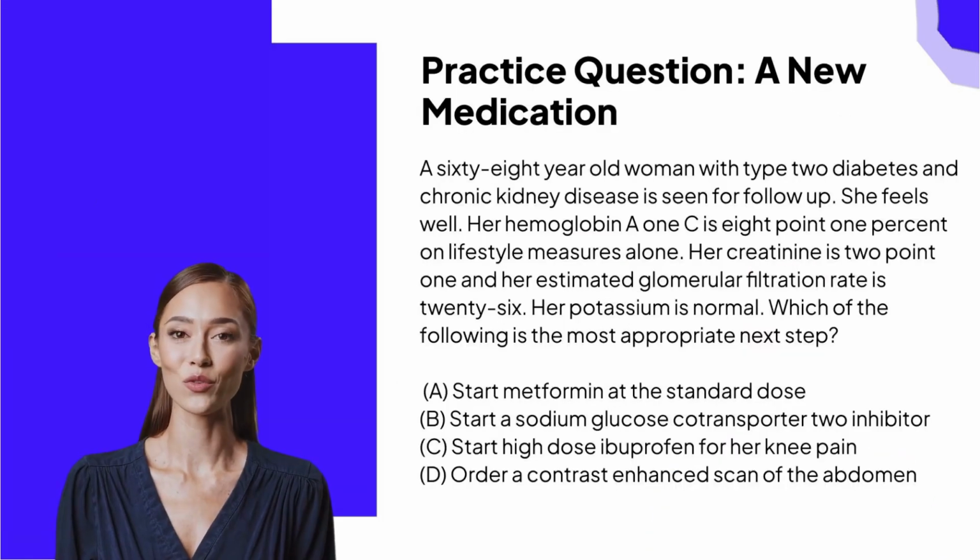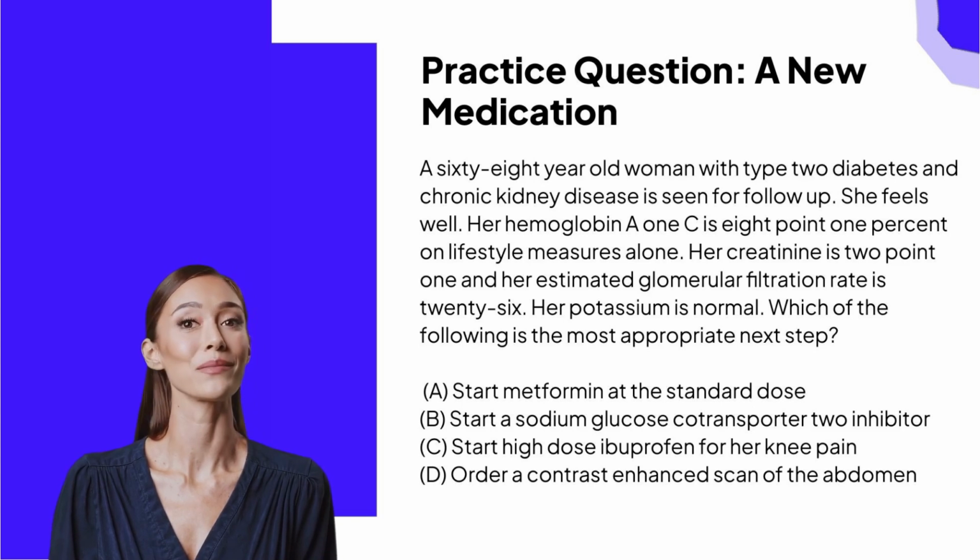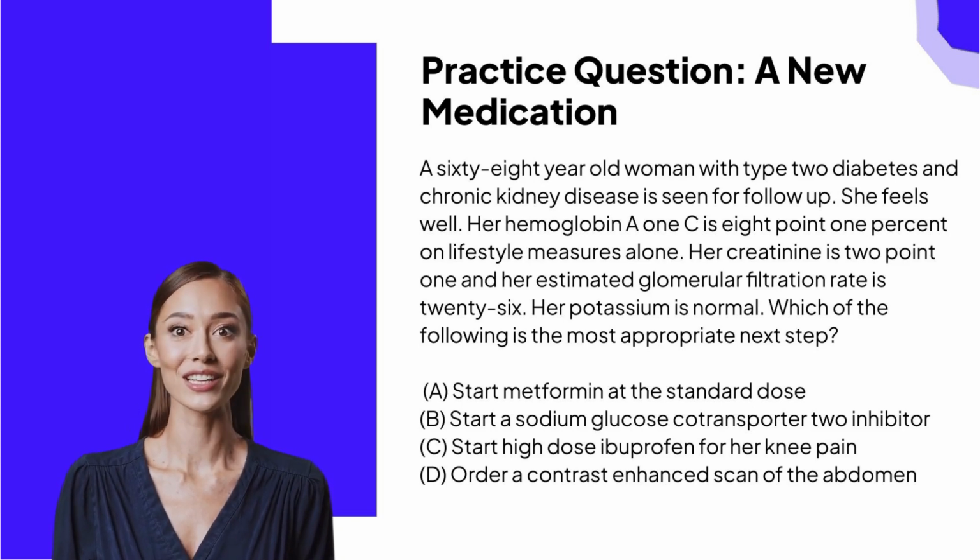A 68-year-old woman with type 2 diabetes and CKD comes in for follow-up. She feels well. Her A1C is 8.1 on lifestyle alone, so she needs a medication. Now the labs, where the question lives: creatinine 2.1, estimated GFR 26, potassium 4.6, normal. Which is the most appropriate next step? A. Metformin at standard dose. B. An SGLT2 inhibitor. C. High-dose ibuprofen for knee pain. D. A contrast CT of the abdomen.